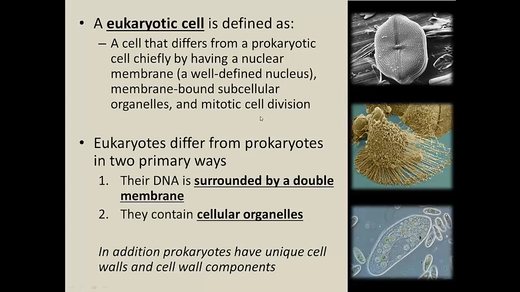Okay, so we're going to start with a little bit of overview or review from chapter 1. In chapter 1, I outlined some basic differences between eukaryotes and prokaryotes. So here's the definition of a eukaryotic cell, as defined by our textbook: a cell that differs from a prokaryotic cell chiefly by having a nuclear membrane, a well-defined nucleus, membrane-bound subcellular organelles, and mitotic cell division. So that's a very elaborate definition, rather, from our textbook.